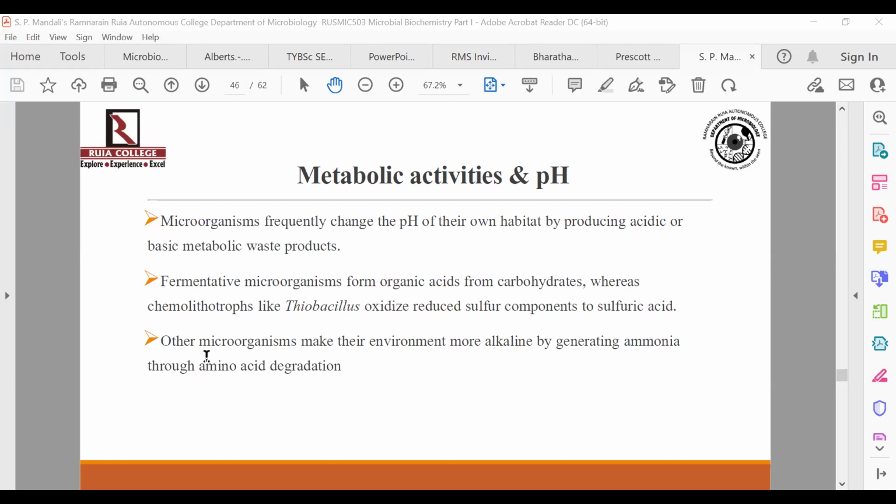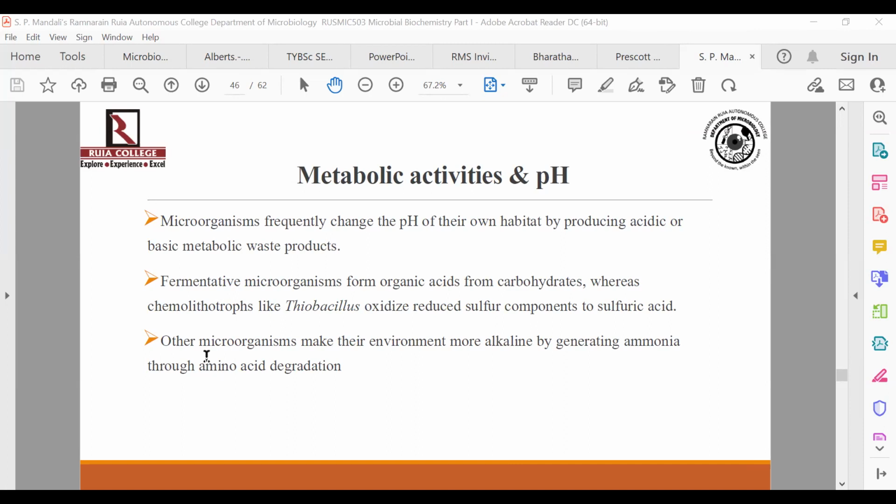Fermentative microorganisms have the tendency to break down carbohydrates to form organic acids. Whereas if you talk about chemolithotrophs like Thiobacillus, they have the ability to convert sulfur-based compounds to sulfuric acid. So you can imagine that if sulfur is being converted to sulfuric acid, it's surely going to increase the acidity of the cell, isn't it?